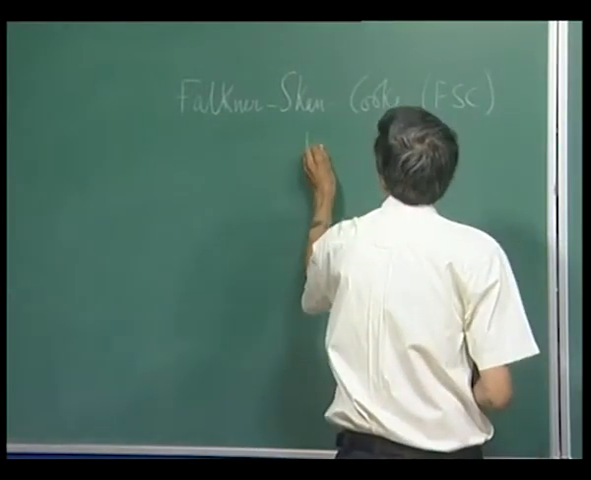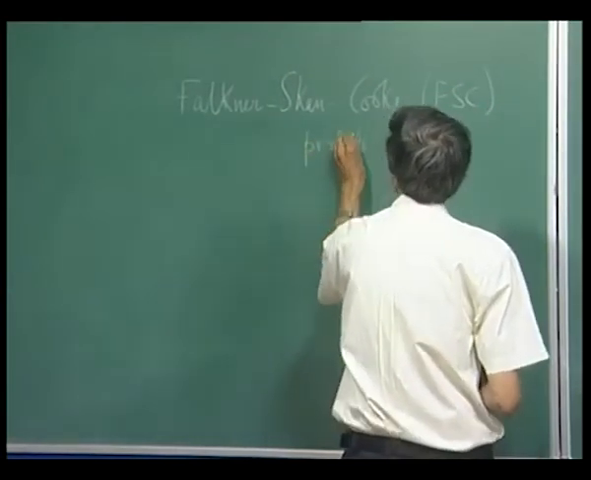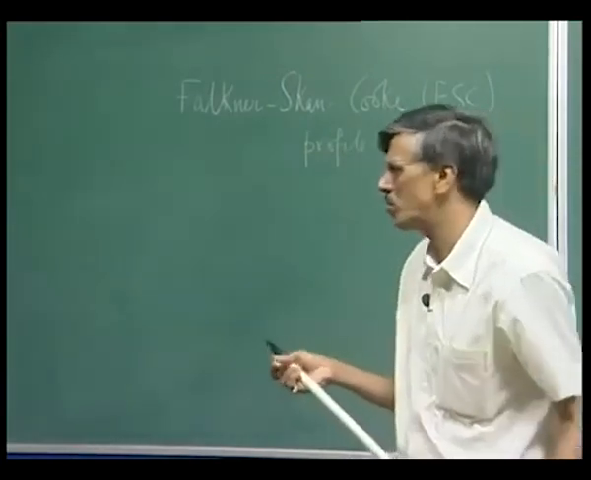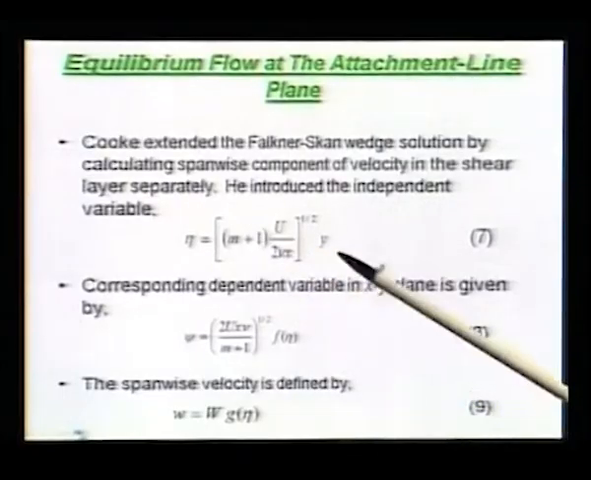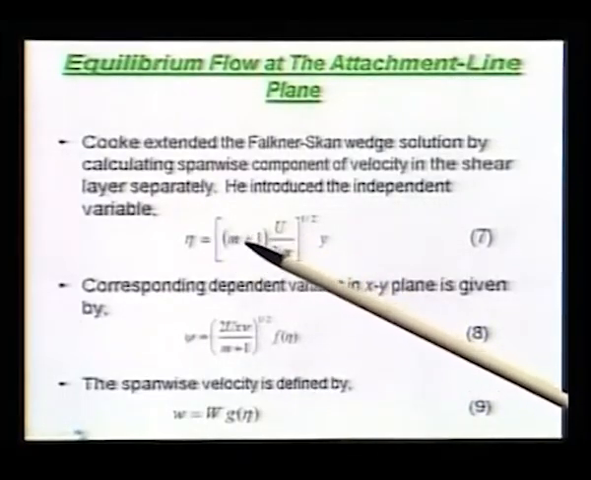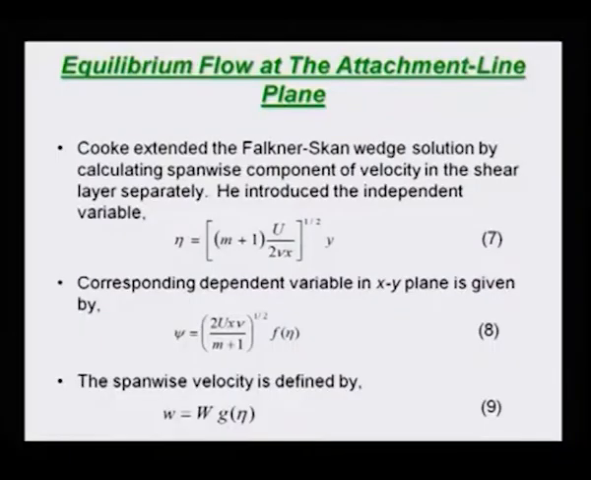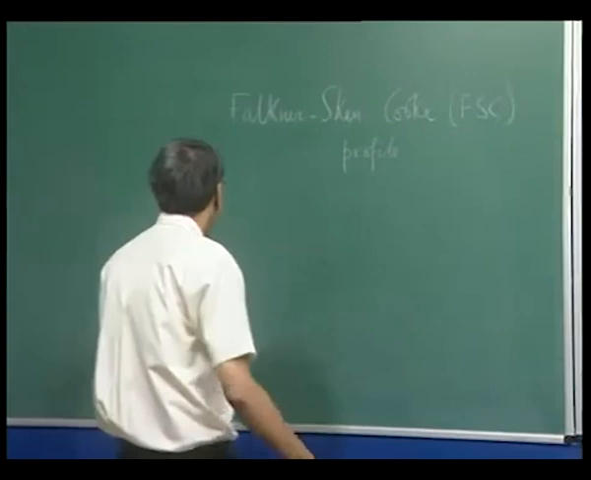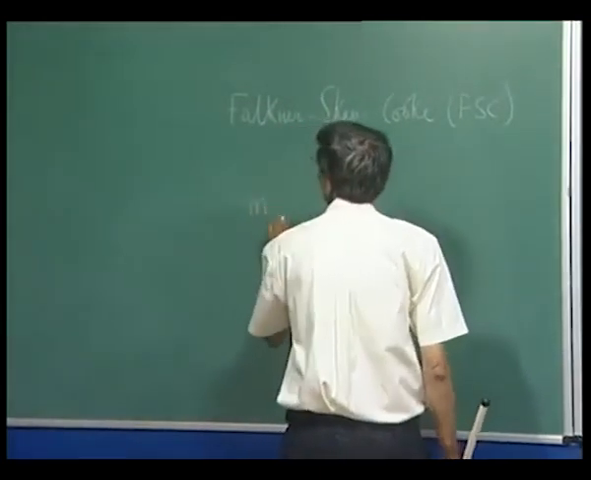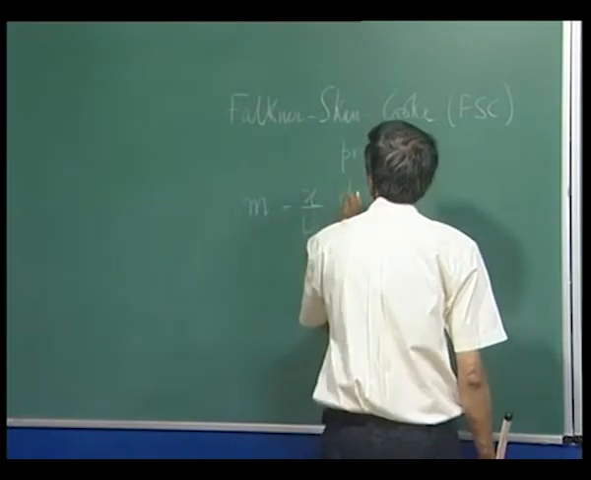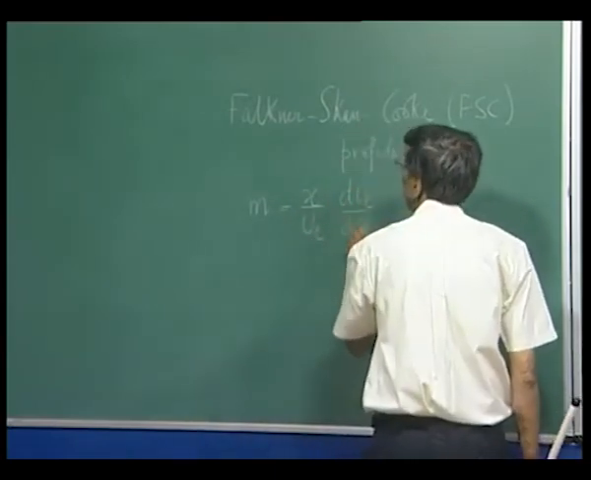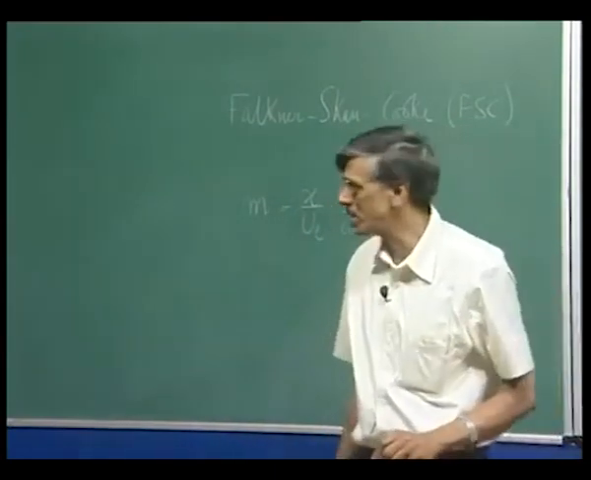So, we are basically looking for the description of this Faulkner-Skan-Cooke profile. What we do is we go through that same exercise. We define a stretched wall-normal direction by introducing eta. M is some kind of pressure gradient parameter, like what we have done, remember. M would be something like x by U_E dU_E/dx. That is your pressure gradient parameter.